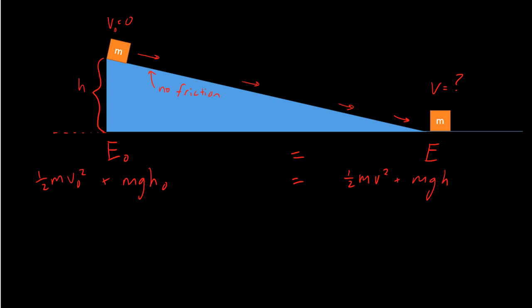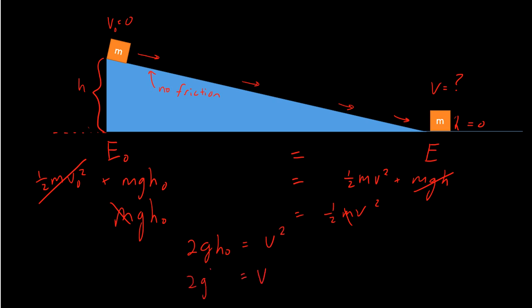Well, in the beginning, the object's not moving. So if v naught is 0, that whole term is gone. So I have mgh naught. At the end, it doesn't have any height. It's at ground level, h equals 0, so this is gone. So I have mgh naught equals 1/2 mv squared. If I solve that equation, notice my masses are going to cancel. I can get this 2 on the other side, and that equals v squared, or v equals the square root of 2gh naught.